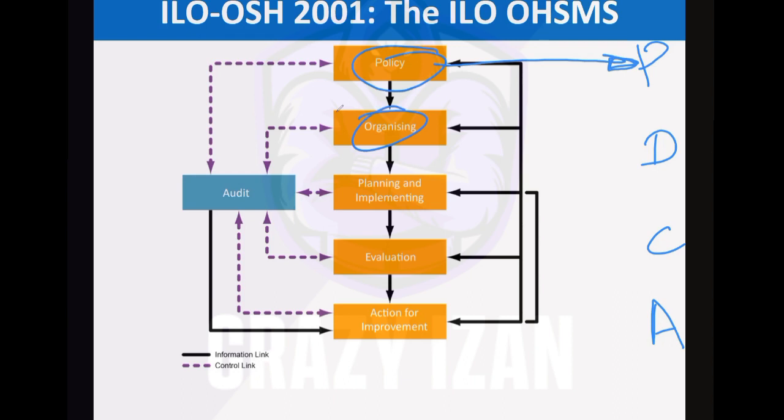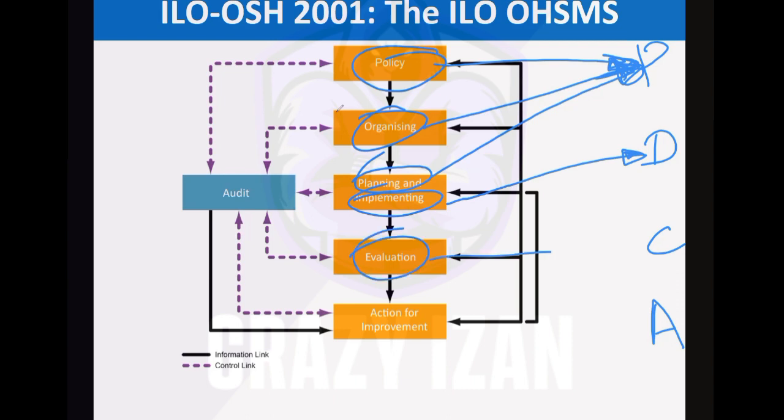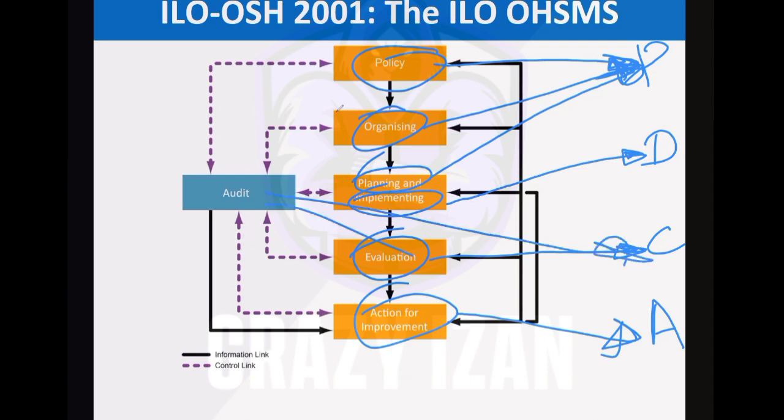What about organizing? It's also plan. Organizing is also planning. Very good. So when you're organizing, you're actually planning, you're giving roles and responsibilities to people. Then we have planning. Planning also goes to plan. What about implementation? Do. Implementation relates to the do part. Evaluation. Check. Evaluation is checking. You're checking and monitoring. Actions for improvement. Act. Very well said. And auditing, it can be for both check and also act.